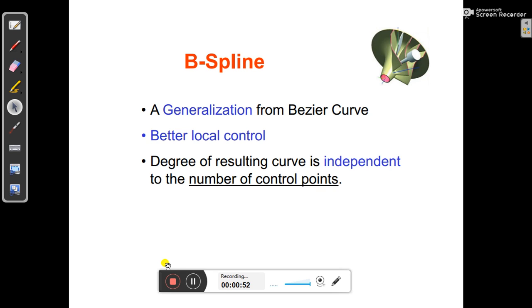Here also the same local control points are there to control the curve, but the degree of the resulting curve is independent of the number of control points, and it also has better control over the curve. The degree of the polynomial, or the degree of the resulting curve, is independent of the number of control points.